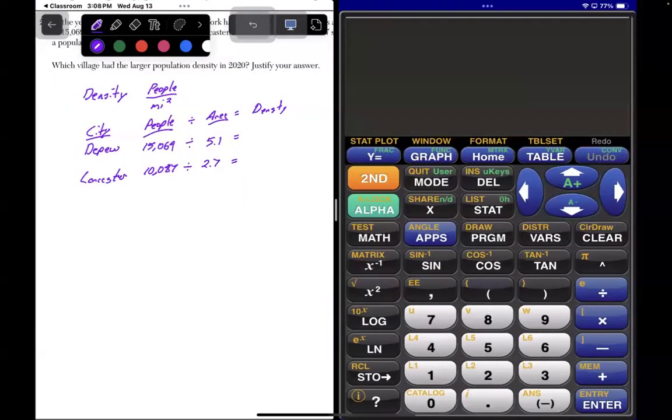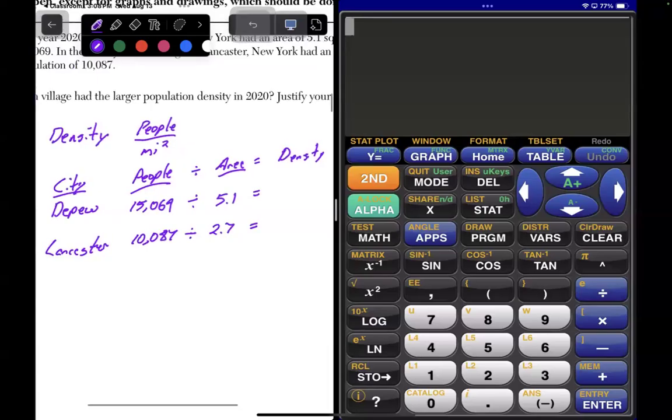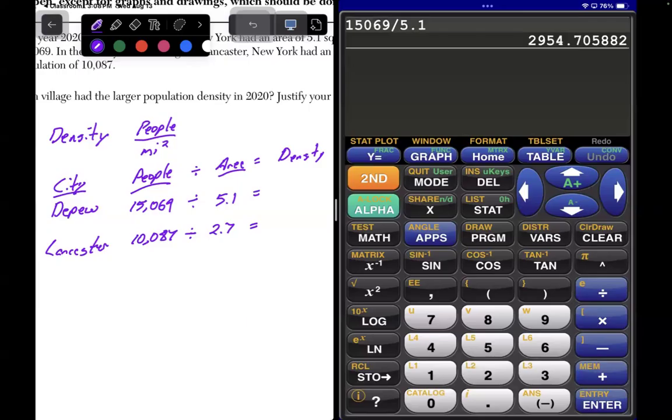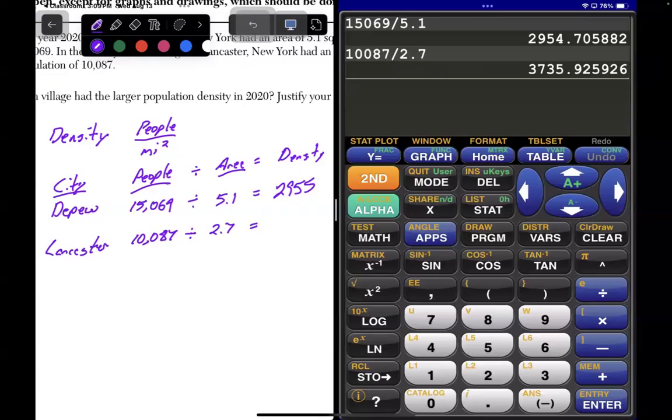So 15,069 divided by 5.1 is 2,955 roughly. 10,087 divided by 2.7 is 3,736. So Lancaster is the answer.